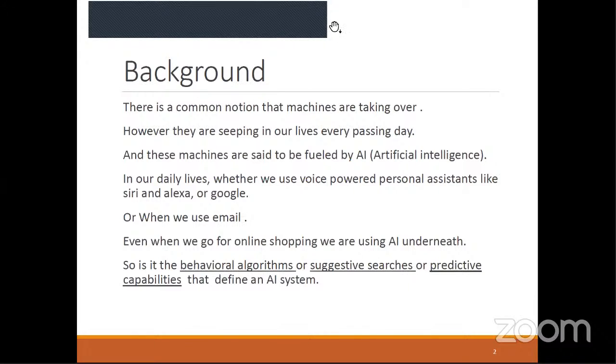Say, for example, weather forecasting, where you are told that tomorrow the weather is going to be a certain way. It's again a predictive capability of an AI system, using the previous data, the wind velocity, and many other features of the climate, or based on geographical maps and weather maps. Based on that, it makes certain predictions of what the weather is going to be for a particular week or a month. So we have to think whether it's a behavioral algorithm which makes a system behave in a particular way, or the suggestive search, or the predictive capabilities that have to come in an AI system.